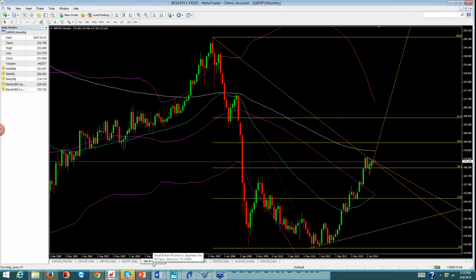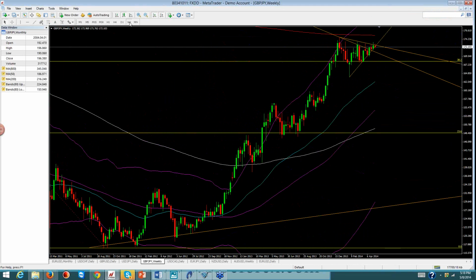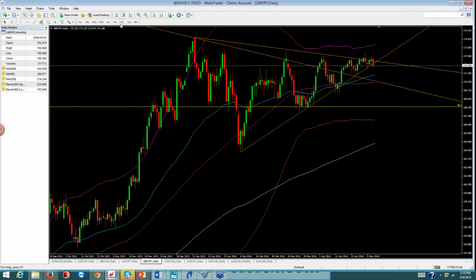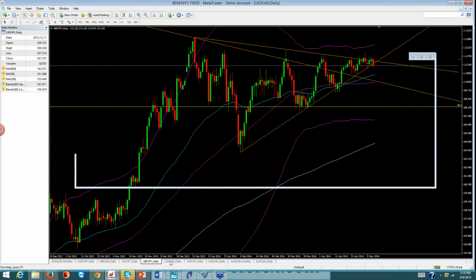Pound yen really holding on that trend line, also in consolidation, back and forth. So we got a consolidation bias there. Look for the lows to buy at here.